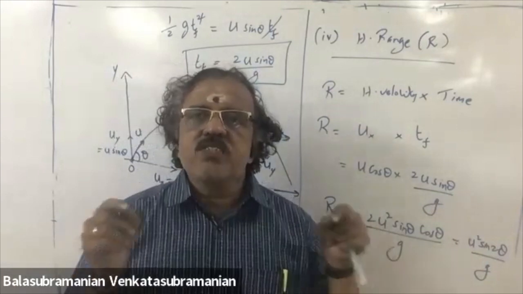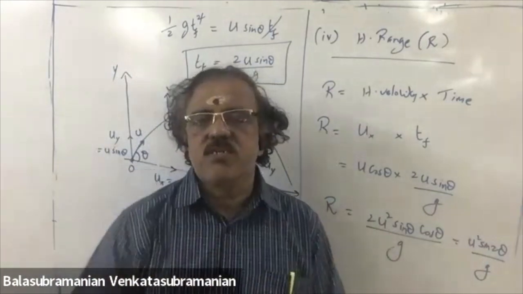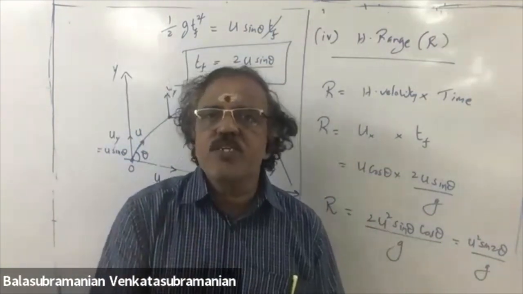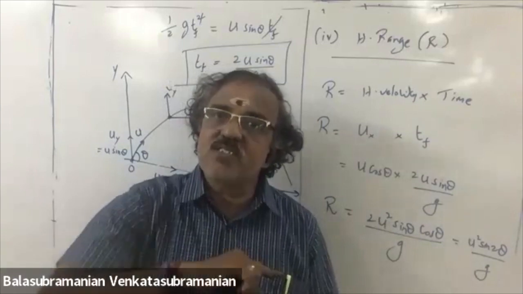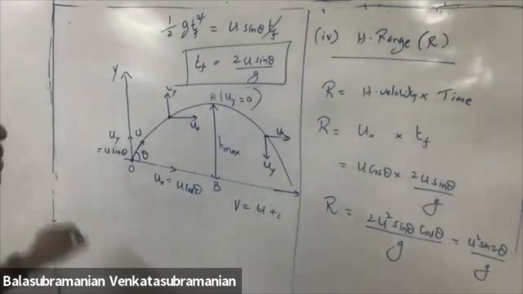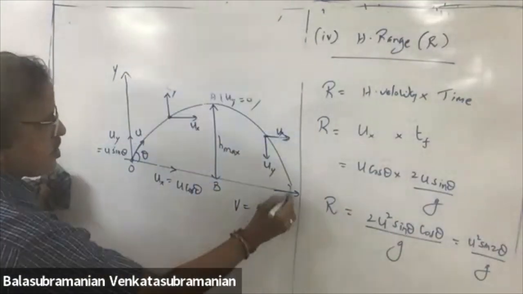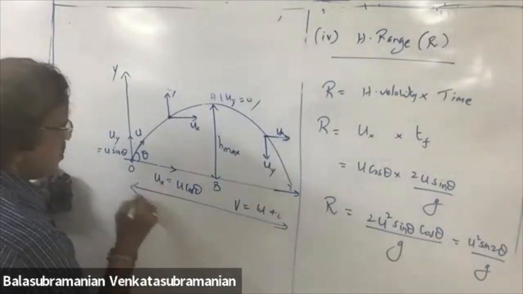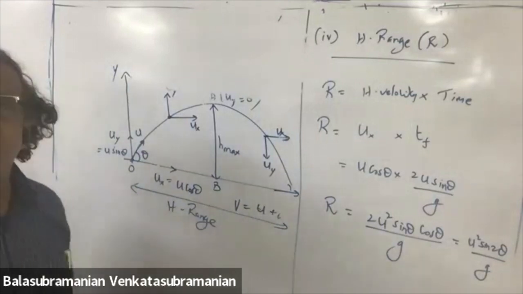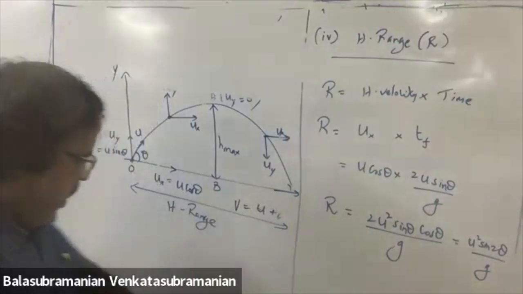Sir, what velocity I have to project to cover a maximum range? I want to project a body so that after projection, it should reach the maximum distance. We can write. So this is horizontal range. In the diagram, this is horizontal. Okay, fine. Next.